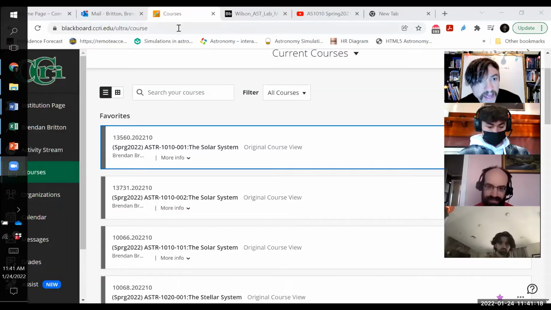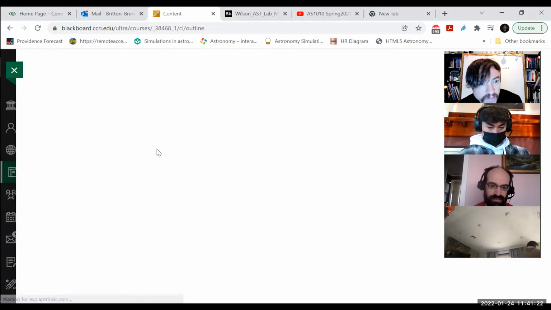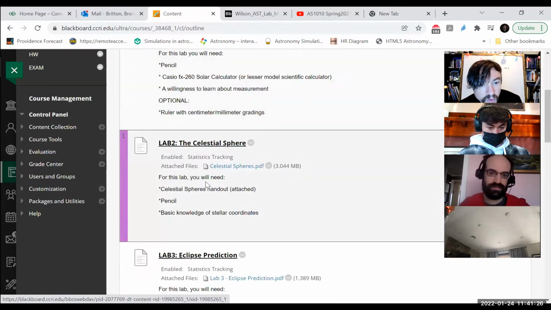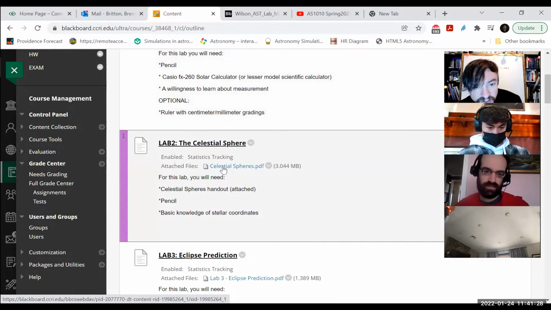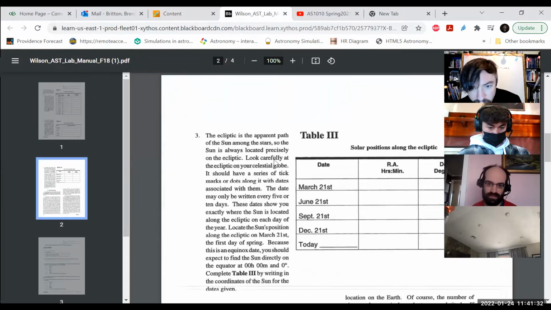A note to everyone that I mentioned before the class started: you might want to get a head start. Go to Blackboard, go to your lab tab, and print out the first 2 pages. Right click, open new tab. This is our lab worksheet.